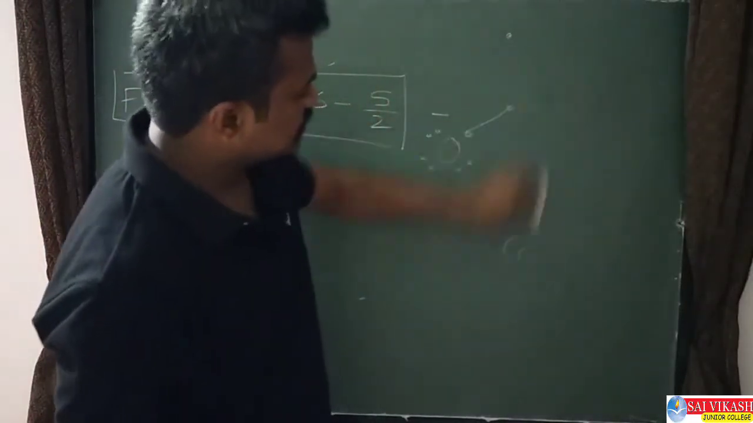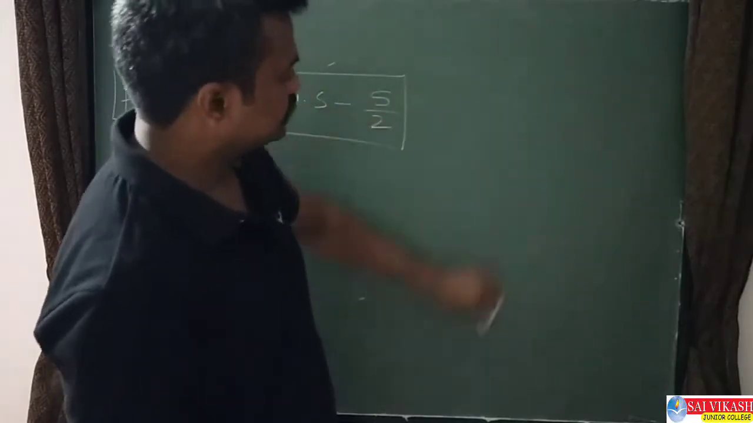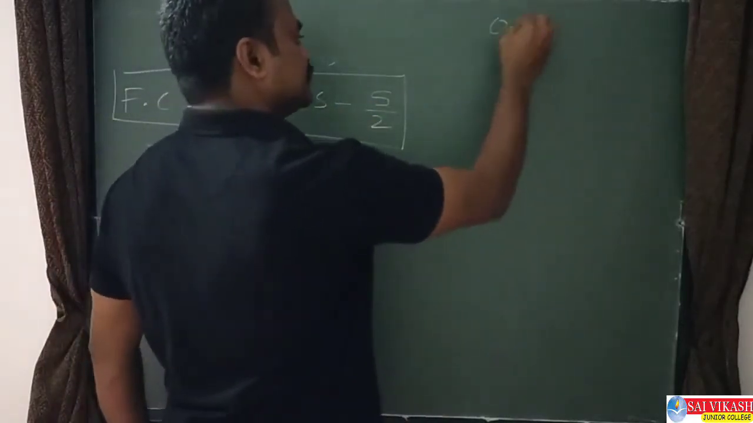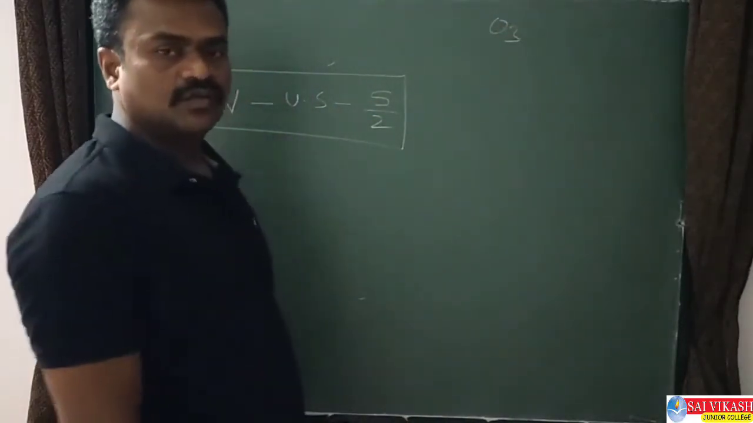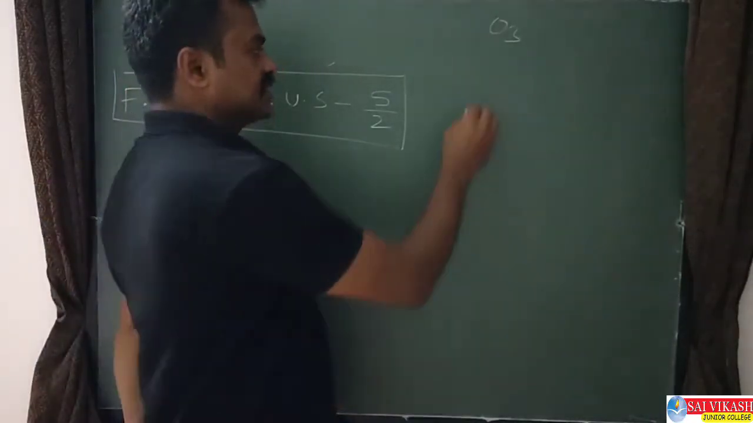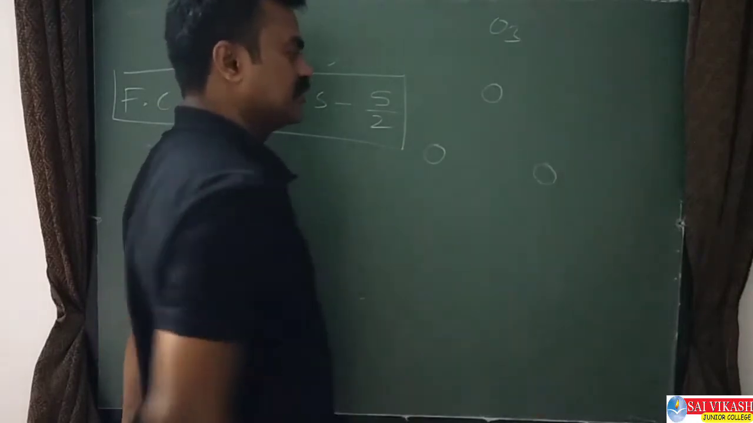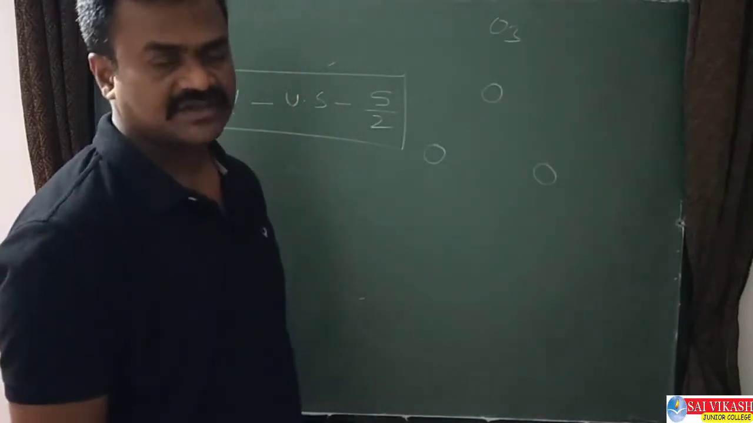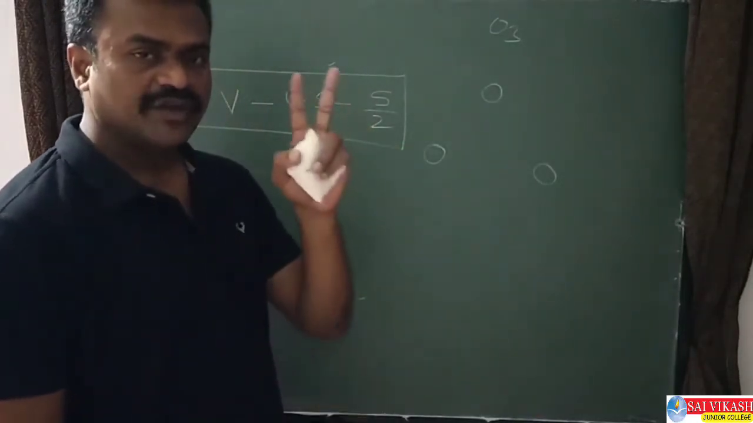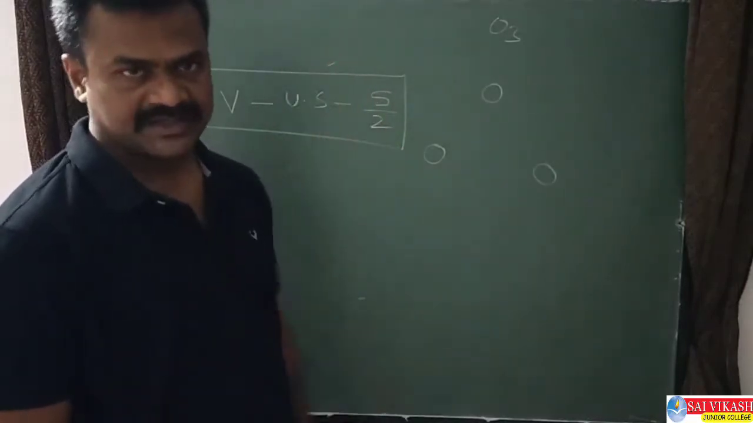Formal charge, one more structure I will tell you, that is ozone. In case of ozone, you see this, O3. There are 3 oxygen atoms: 1, 2, 3. 3 oxygen atoms. Each oxygen atom has, we know, 2 lone pairs and 2 bond pairs.